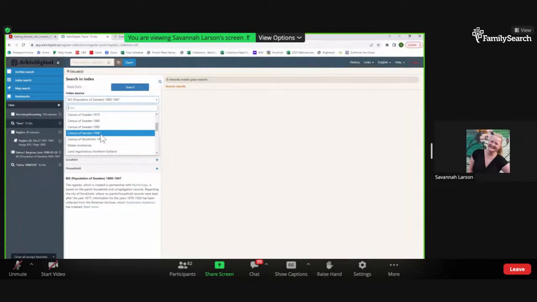Not all of them will allow you to see the image, but you'll at least get an index that can help you to trace the family during that time period. They usually happened every 5 years, and will help you follow the family going forward. But yeah, the best place to go is Archive Digital, just because it will allow you to see all the way up to that far without changing your strategy at all.